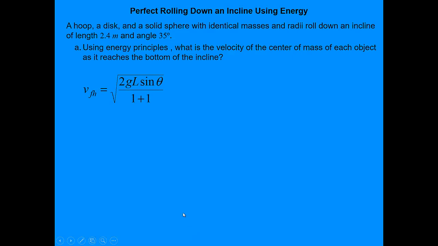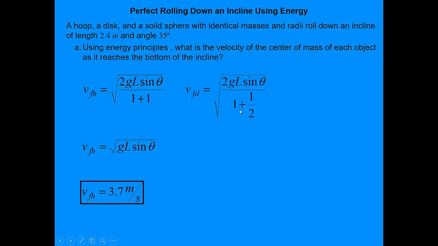So this leaves us with the square root of 2gl sine theta over 1 plus 1. 1 plus 1 is 2. Cancels out with that 2. If we plug in 9.8, 2.4, and 35 degrees, right, we get a final speed at the bottom of the hill for the hoop of 3.7 meters per second.